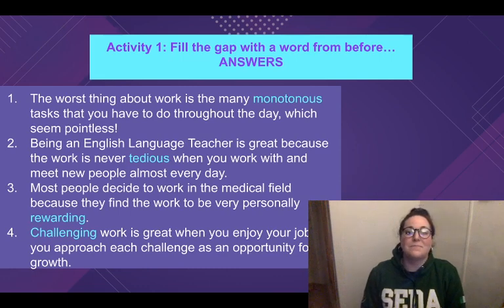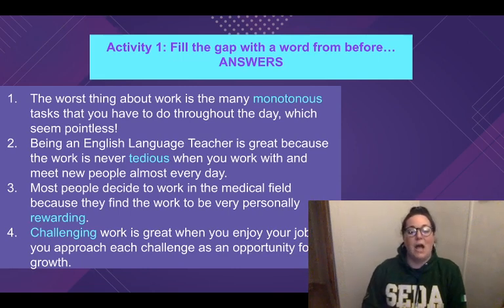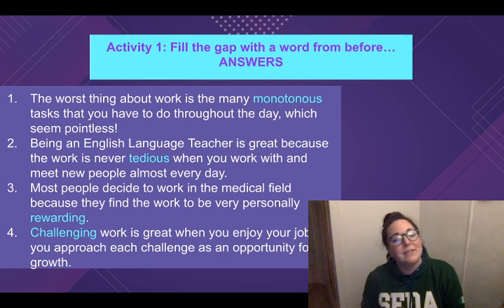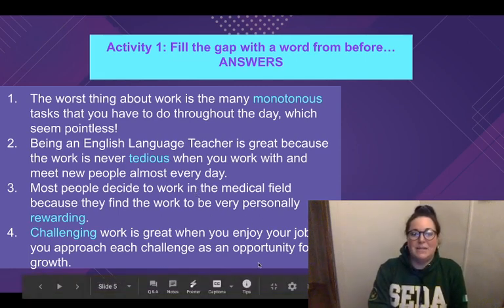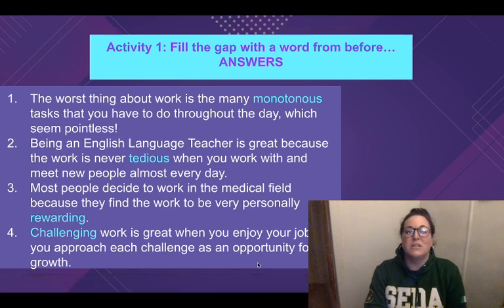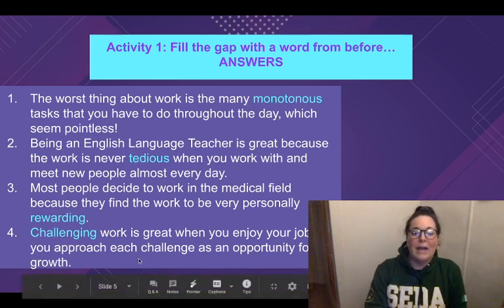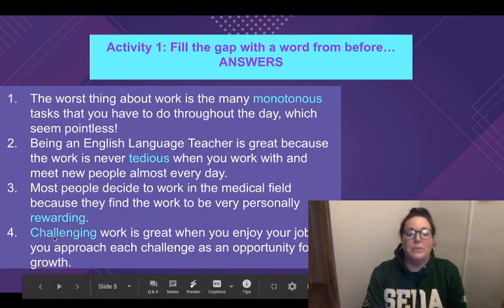Number 4. Challenging work is great when you enjoy your job and you approach each challenge as an opportunity for growth. So, guys, whenever you're doing an activity, always read the full sentence because it gives you clues. They're called context clues. When I used the word challenge here, the noun, that should have helped you know that number 4 would be challenging, the adjective.